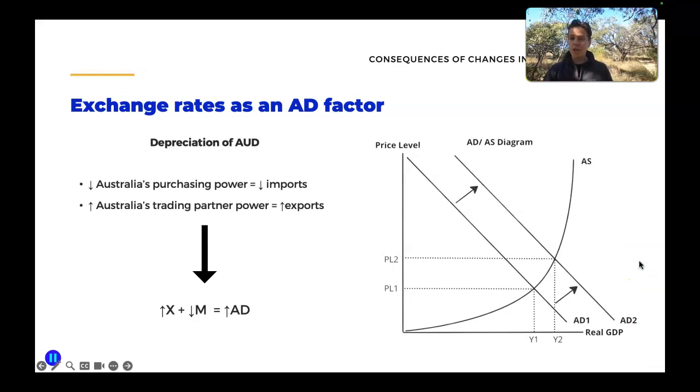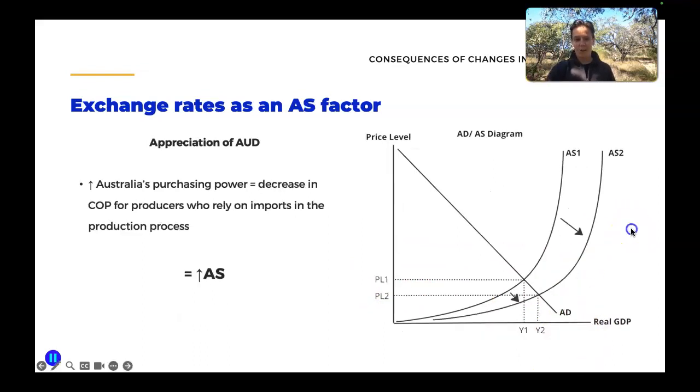This is the same story going in the opposite direction. If we assume a depreciation of the Aussie dollar, we see a decrease in the purchasing power for Aussies, which leads to a decrease in imports. At the same time, our trading partners enjoy higher purchasing power, which leads to an increase in exports. And so an increase in X plus a decrease in M is going to increase aggregate demand overall. It's going to shift the aggregate demand curve to the right. And then we can see there's going to be an increase in inflation, an increase in output, a decrease in unemployment. Draw the conclusions against your various macroeconomic goals.